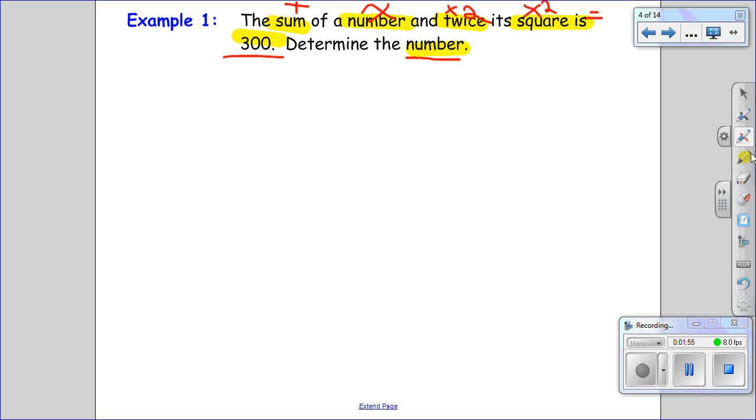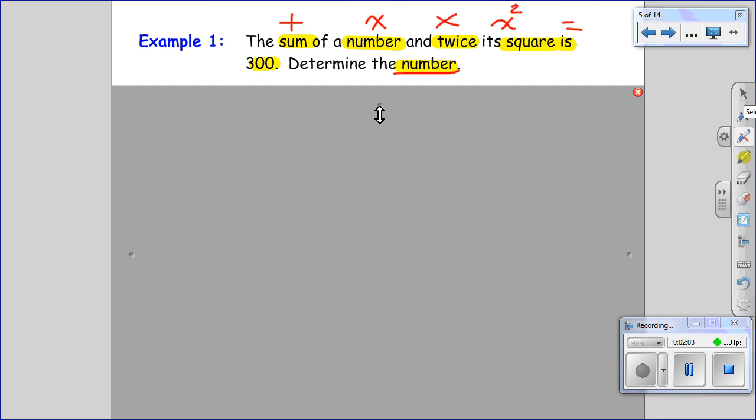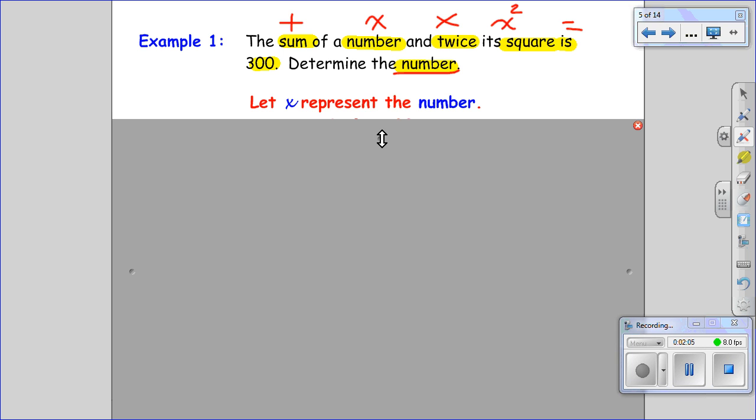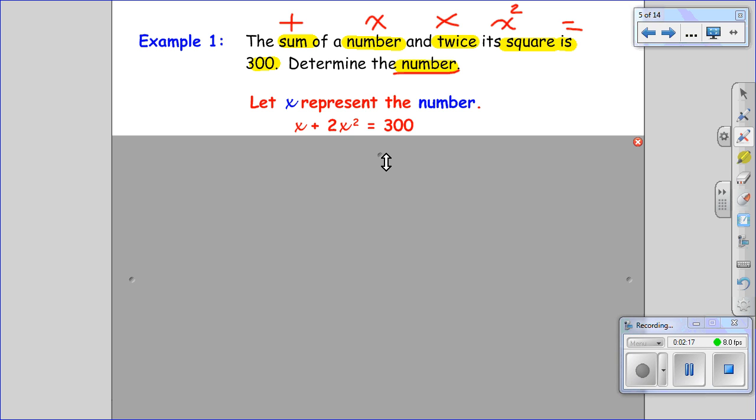So there's lots of information that tells me the sum of a number and twice its square. I'm only finding one number, so the first thing I need to do is write a let statement. So let x represent the number. I'm adding two things together because of the word sum. I'm adding the number, which is x, and twice its square, which would be 2 times x squared. And is means equals 300. I have a quadratic equation. There's a quadratic term, a linear term, and a constant term.